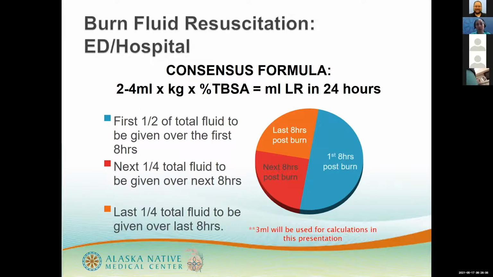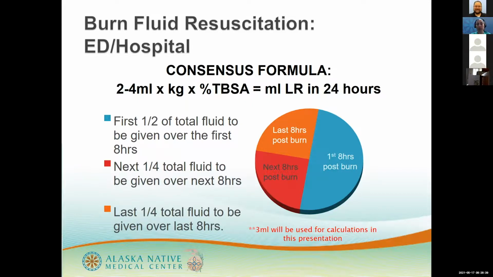Once you have a formal TBSA, then we're going to start a consensus formula. So it's somewhere between 2 to 4 cc's. Most people are familiar with the Parkland formula, which uses 4 cc's. The Brooke formula, which is the military formula, uses 2. The Baxter formula uses 3. There's lots of different iterations of this, but somewhere between 2 and 4 cc's times the patient's weight times the percent TBSA burn size is going to give you their total fluid that that patient's expected to have in 24 hours.